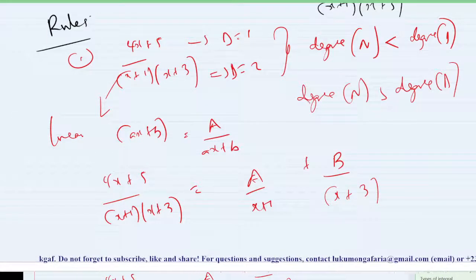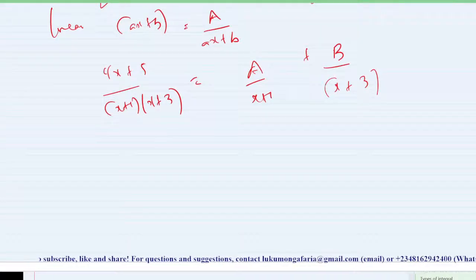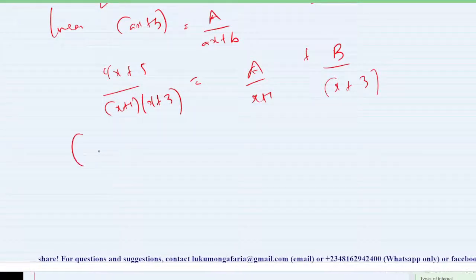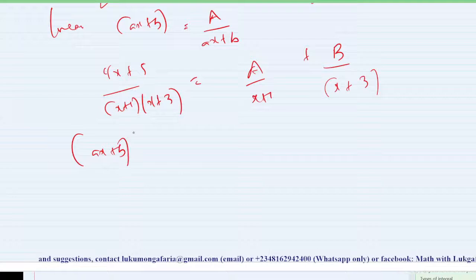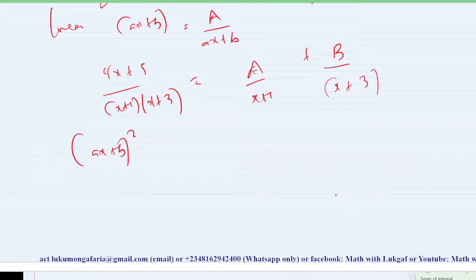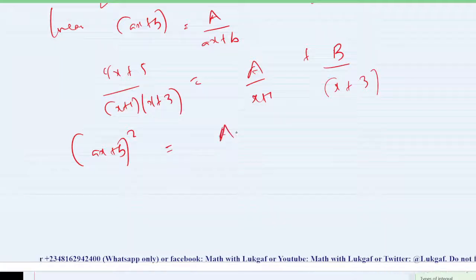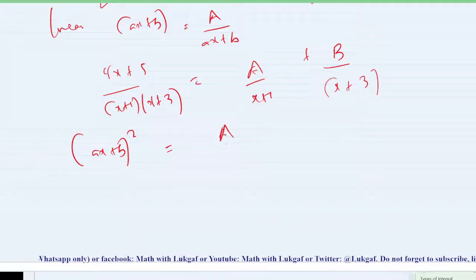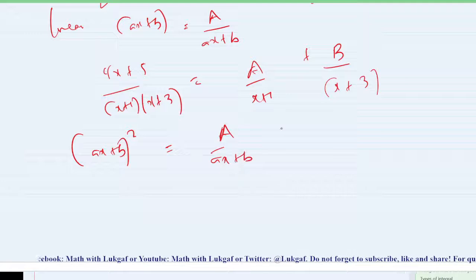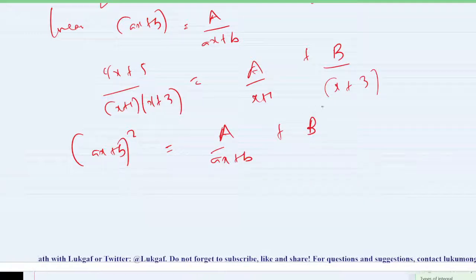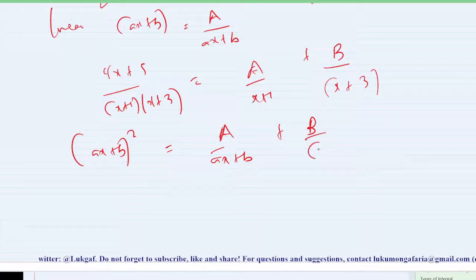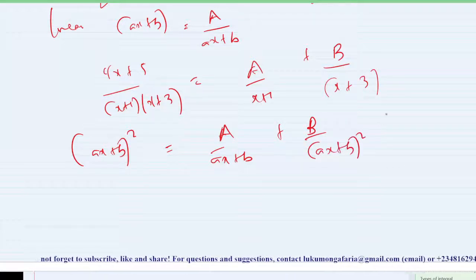At times you may have repeated factors in the denominator. For example, when you have something of this nature, (as + b) squared, you don't need to stress yourself. Then the general partial fraction form of this will be A divided by (as + b) plus B divided by (as + b) squared.